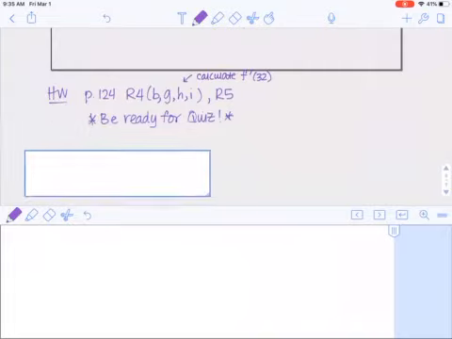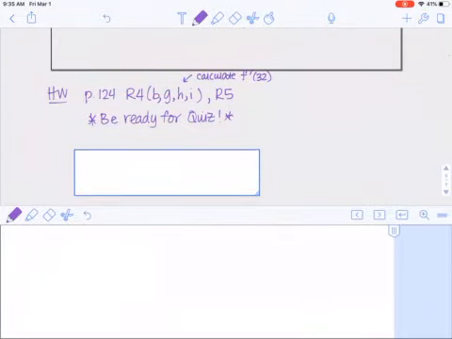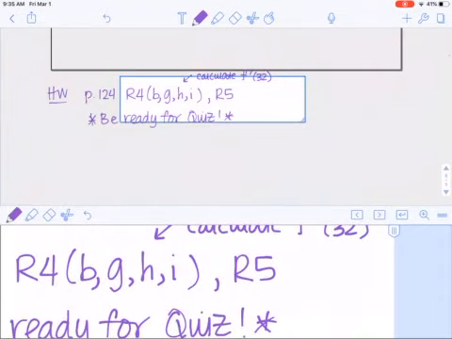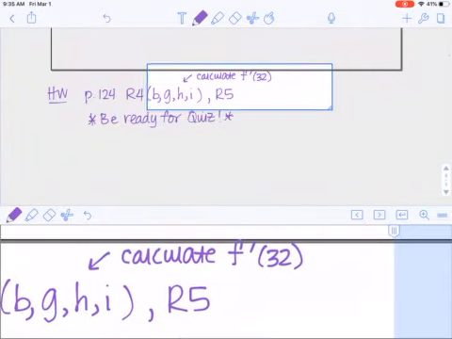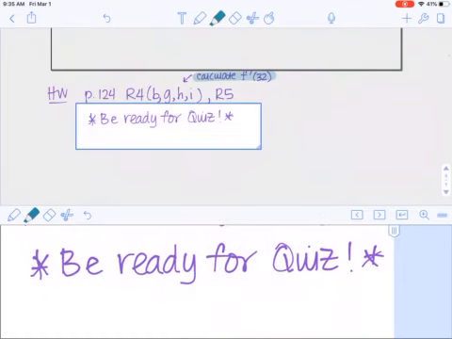In terms of your homework this weekend, you have these 2 review problems in the book. I did want to note for you that in review problem 4 part H, there's a long function. All I need you to do from that is calculate f prime of 32. So find f prime and then plug 32 into that. And then the main thing is to be ready for this quiz.